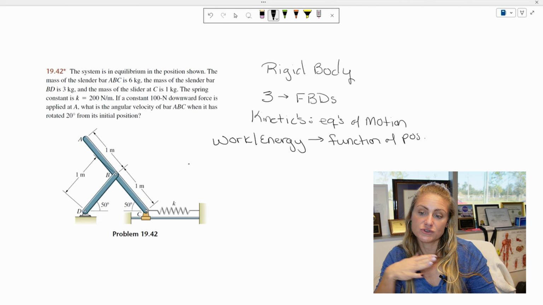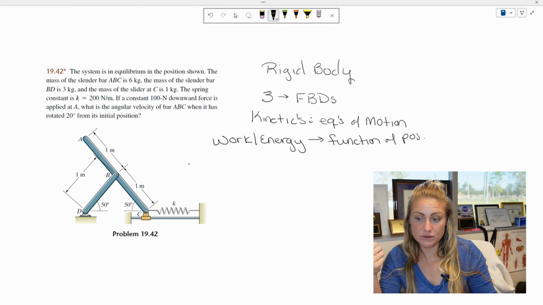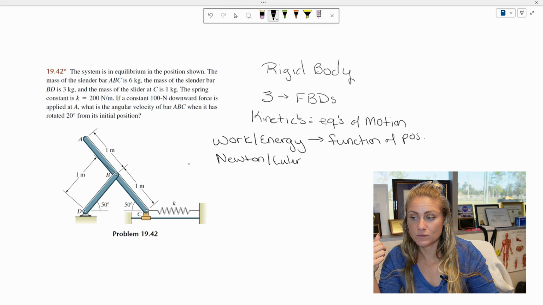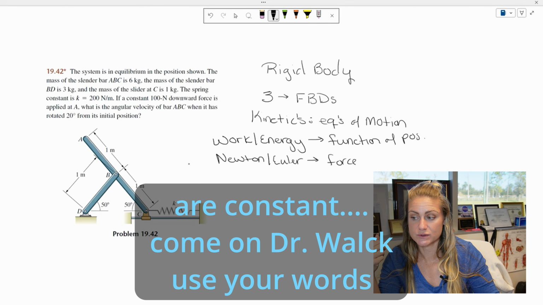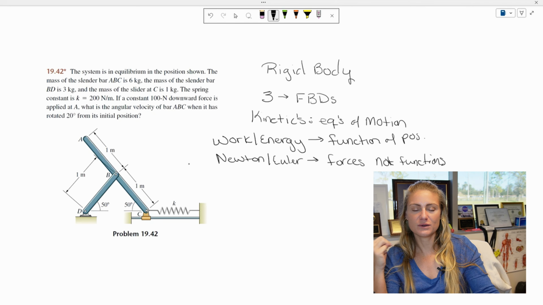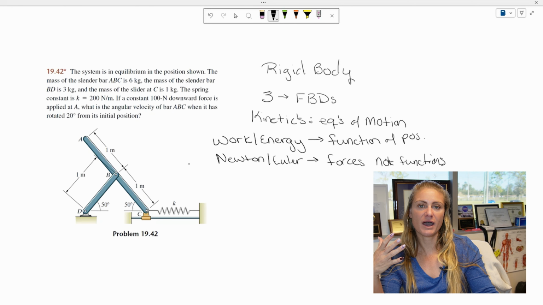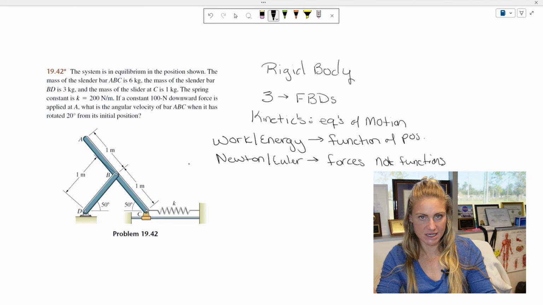I also have just regular forces that are present. I'm going to have my reaction forces that are unknown. I'm going to have that 100 Newton force that's there. I'm also going to have a reaction force at the slider. So I also am going to need to look at the Newton-Euler, and that is when forces or moments are not functions of anything. The third equation of motion is impulse and momentum. So if you have a force that is dependent on time, then you would use impulse and momentum.